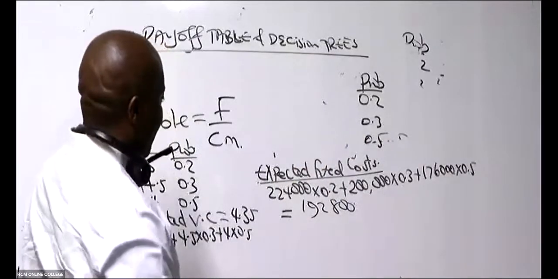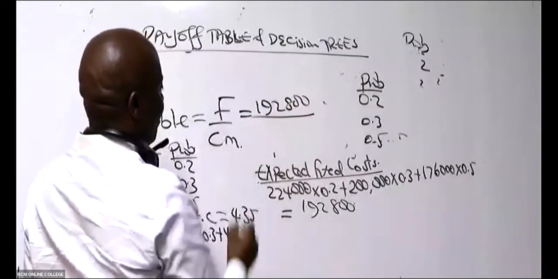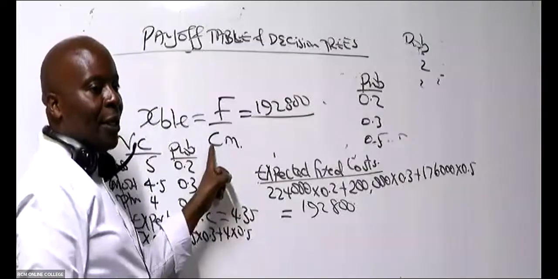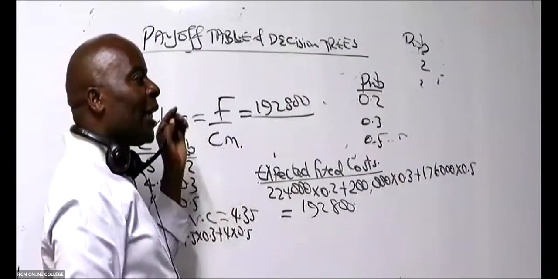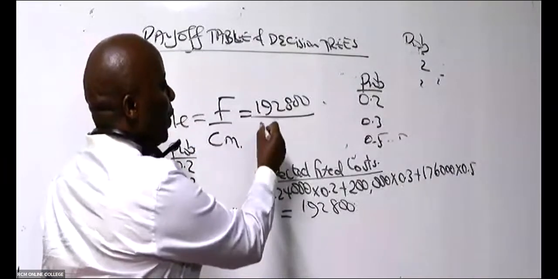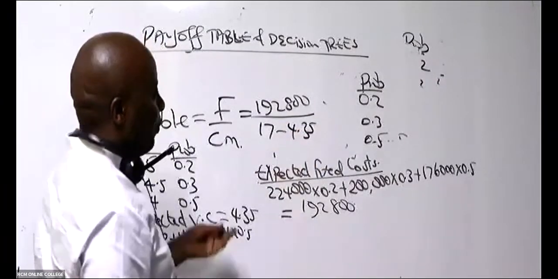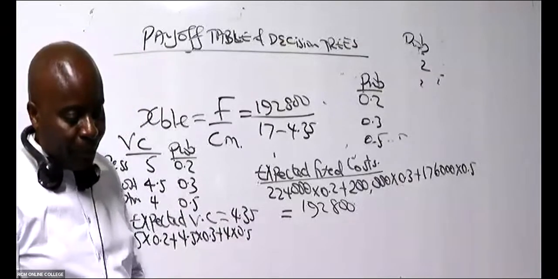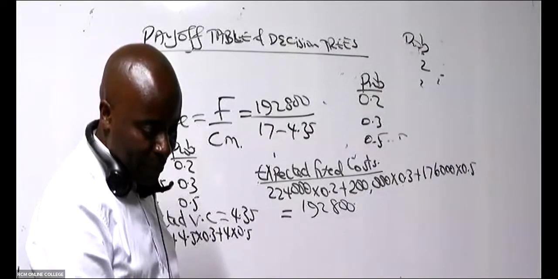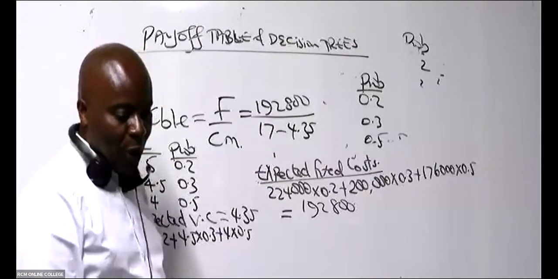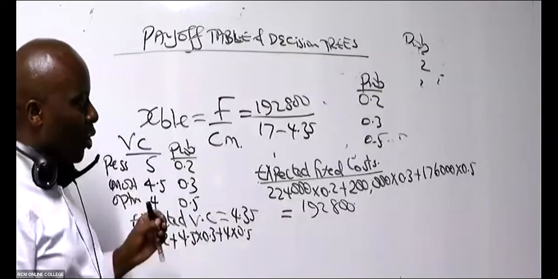Because I know that the fixed cost here is 192,800 divided by CM. CM is price minus variable cost. What is the selling price here? It is the price that you have recommended above, which is 17 minus this 4.35. So is there somebody who is able to give us an answer now? 15,241. That is what you needed to have done to get the break-even quantity.